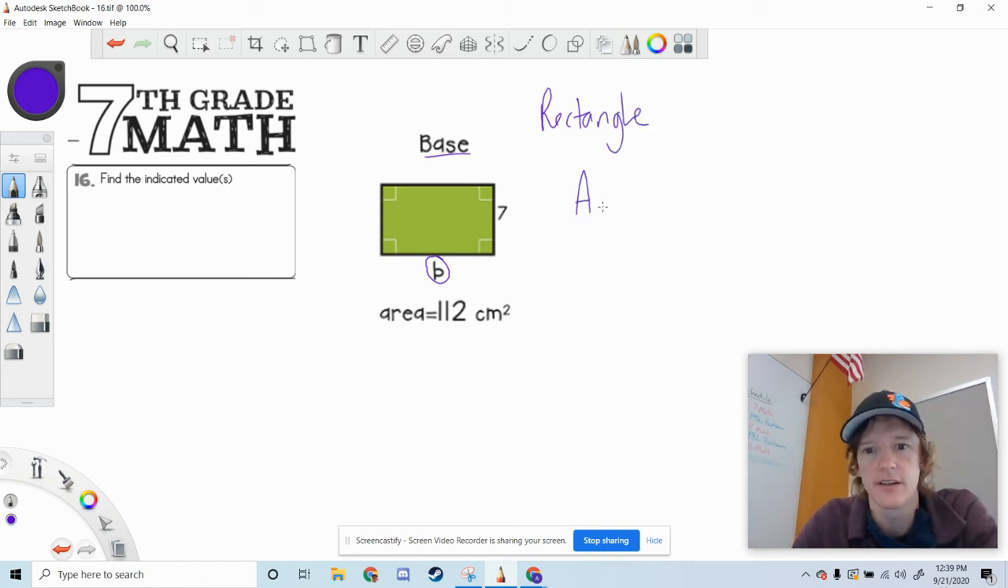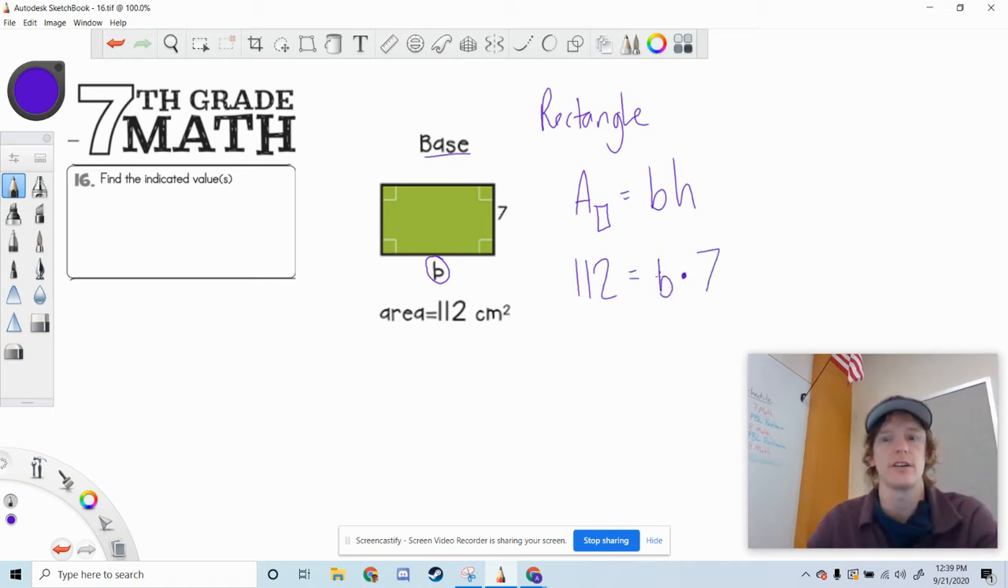I know that the area of a rectangle is base times height. Okay, they gave us what height is, and they gave us area. So we have 112 equals base times 7. Okay, so we need to find out what do we multiply by 7 to make 112.